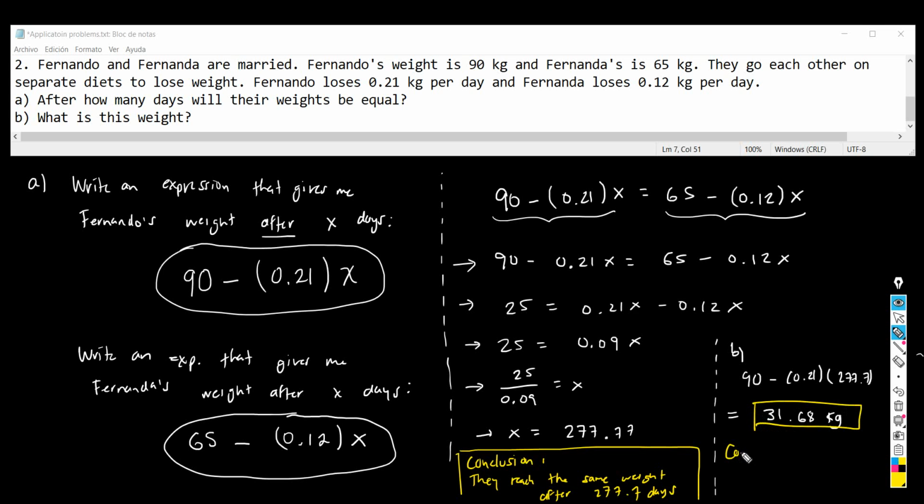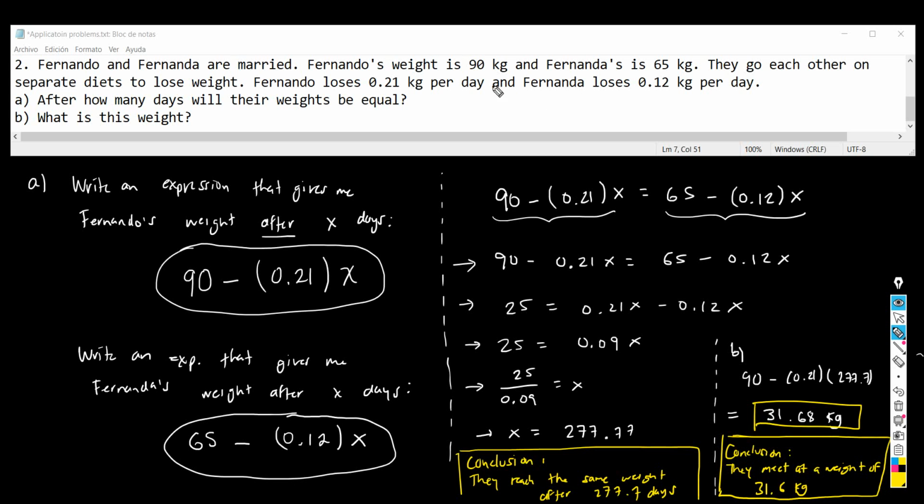So conclusion. It doesn't matter, okay? The problem is perfectly okay. I know that this is completely unrealistic, but that's not what we care about. We care about the method and the way of solving it. So the conclusion is they meet at a weight of 31.6 kilograms. Dangerously skinny. So that's the problem, guys.